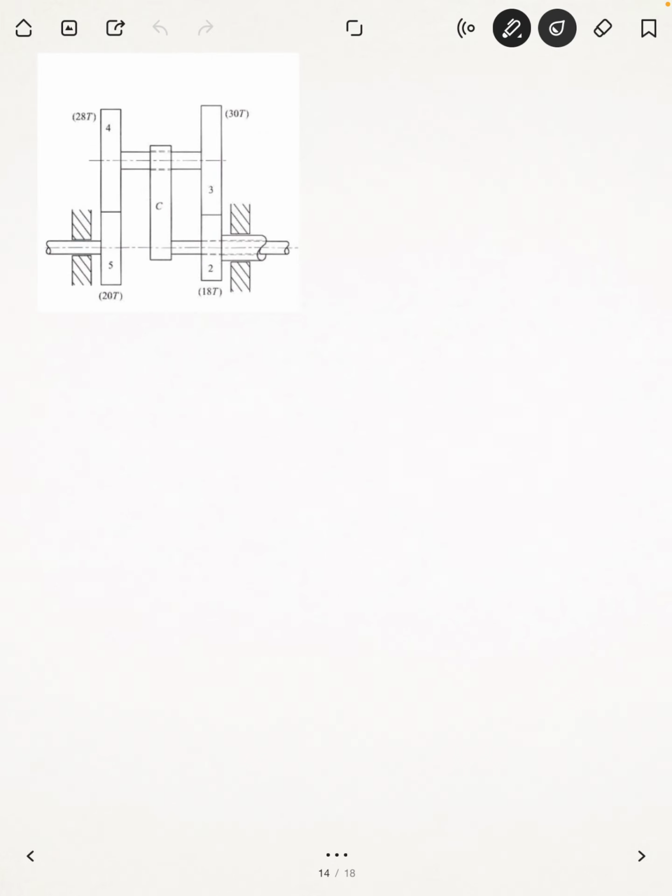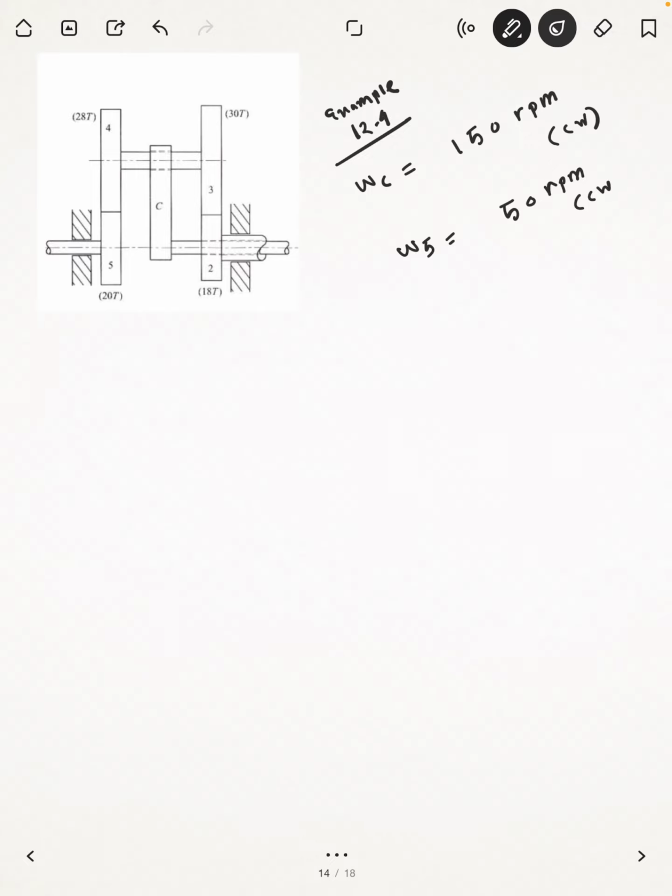The first problem that we're going to solve is from the Waldron book, example 12.4. So this is your problem. This is a planetary gear train, and in this question you are given omega c, the carrier velocity, as 150 rpm in the clockwise direction, and also omega 5 is given as 50 rpm, and that is also in the clockwise direction.